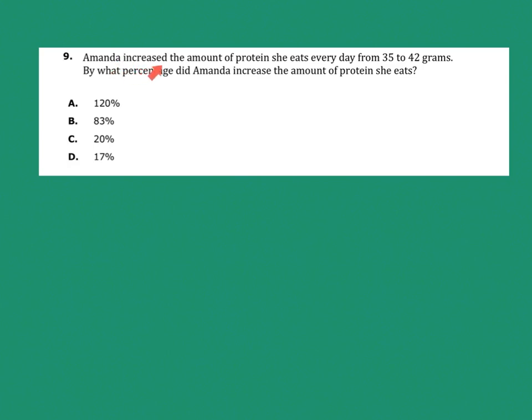Number 9, Amanda increased the amount of protein she eats every day from 35 to 42 grams. By what percentage did Amanda increase the amount of protein she eats? This was on page 21 of our journal. So if you need to look back at your notes, the really important part is where did she start from? Because when I set up my proportion, the amount I start from is going to be on the bottom. 100%, our proportion always goes there.